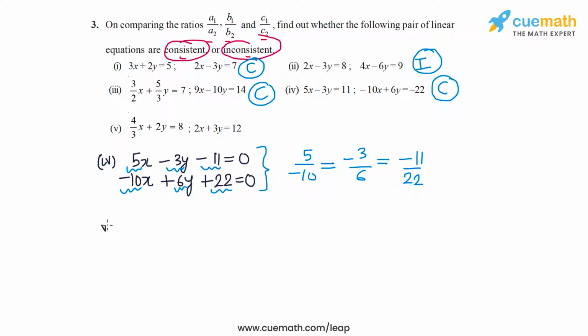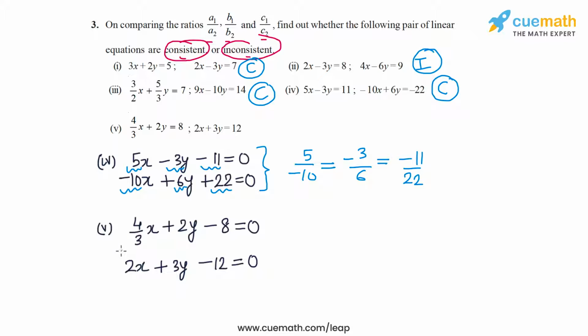Finally, let's go to the fifth part. In the fifth part, the equations are 4/3 x + 2y = 8, or minus 8 equal to 0, and 2x + 3y = 12, or minus 12 equal to 0. I just write the constant coefficients on the left side because that's the standard way of writing linear equations, ax + by + c in this form.